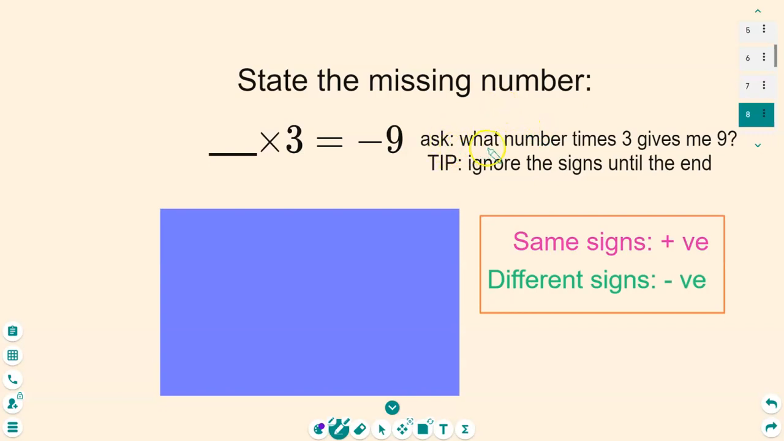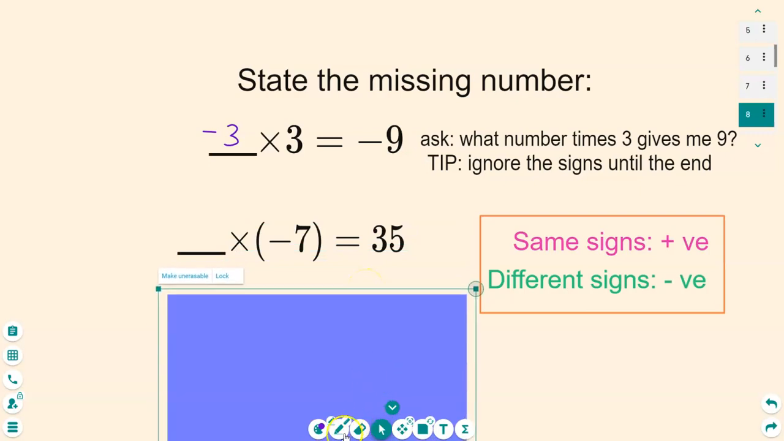I've written here, ask what number times 3 gives me 9? What number times 3 gives me 9? Ignoring this sign for now, I know that 3 times 3 gives me 9. And then we've got this little bit of information locked in our mind: same signs should give a positive number. Well, we want a negative number, so we're just going to have to make one of these numbers negative. Next one.